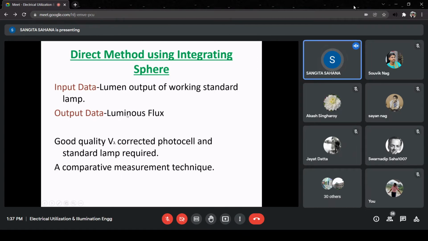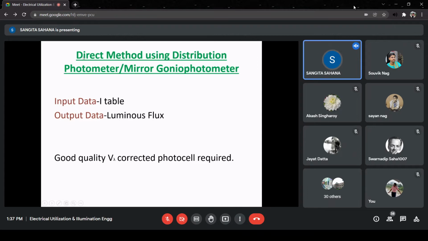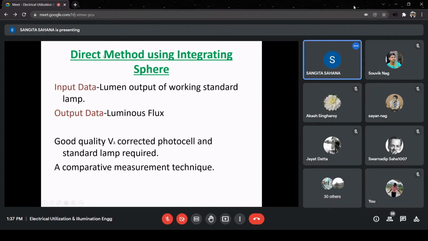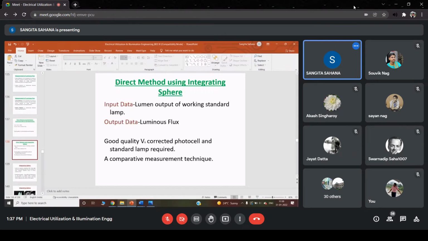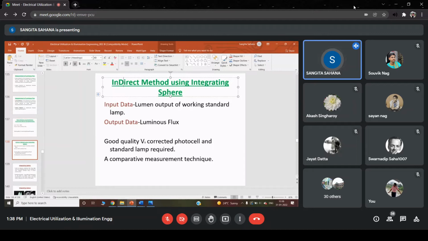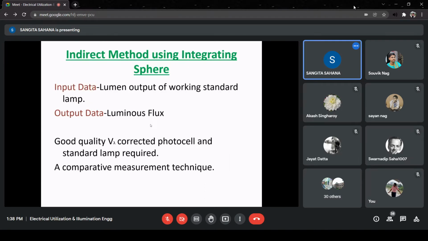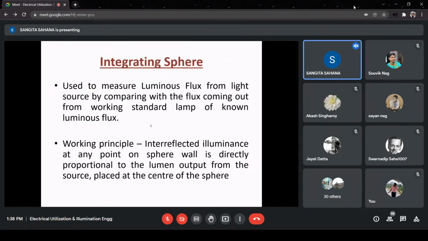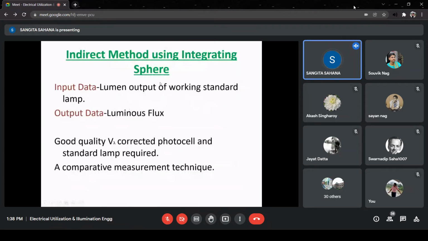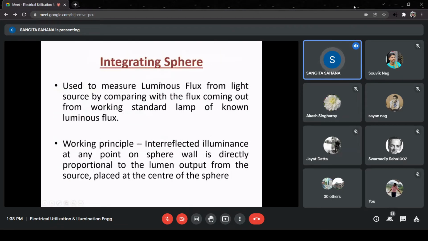So, there is a mistake here, yes, this is direct, this is indirect. This is the indirect method or substitution method. And this one is the direct method. But first we will discuss the indirect method, using the integrating sphere. Next we will go to the goniophotometer.